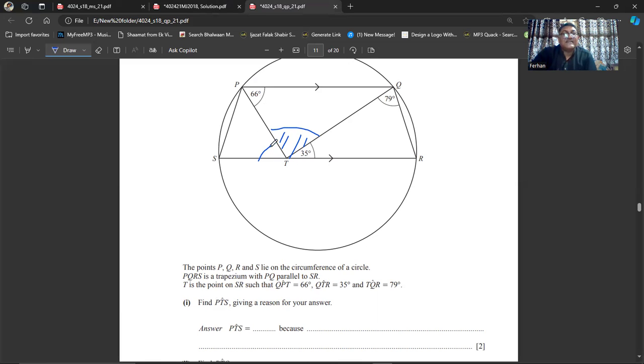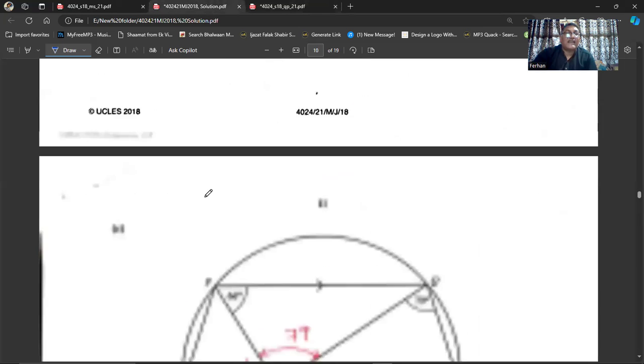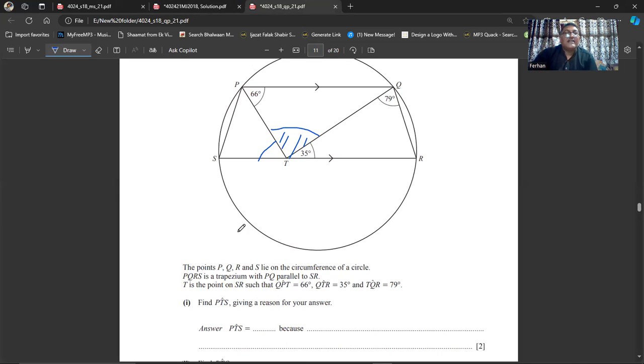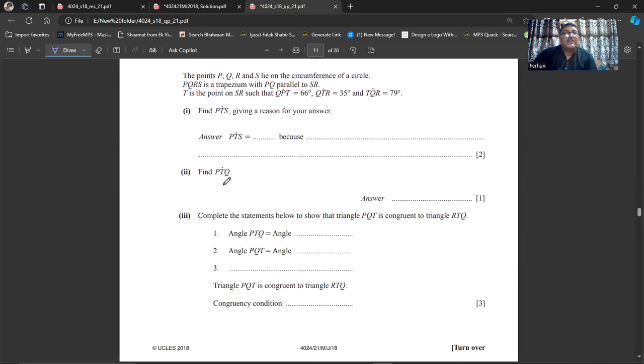If this angle is 66, this angle will also be 66. The reason is very simple. They are alternate angles to each other because of these parallel lines. This is the transversal line. This is 66. This is also 66 because they are the alternate angles. So let me show you here the alternate angles. Okay. Then their question is to find the angle PTQ.